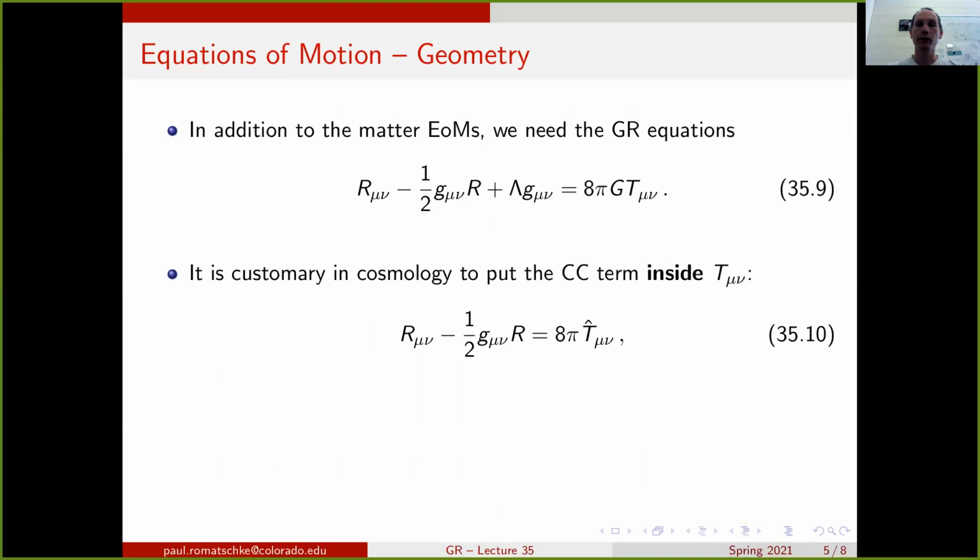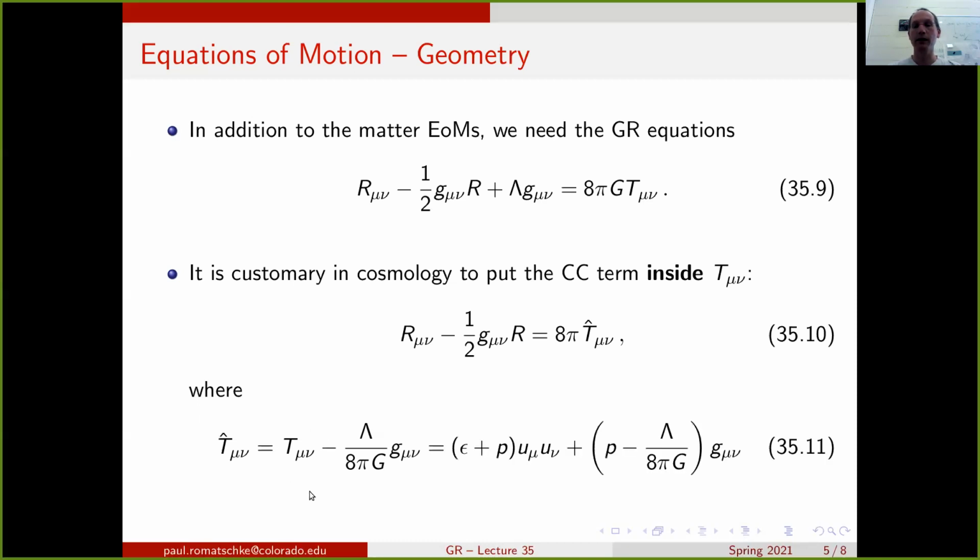I will note for further discussion that it is customary in cosmology to put the cosmological constant term inside the energy momentum tensor. So if I put this on the right-hand side and define the right-hand side as a new energy momentum tensor T hat, I can do that if the new energy momentum tensor is the old energy momentum tensor minus lambda over 8 pi G times g mu nu. So if I use the perfect fluid part for the energy momentum tensor T mu nu, that means that I get a term that has, if you want, an effective pressure that contains the cosmological constant. We will use that later.